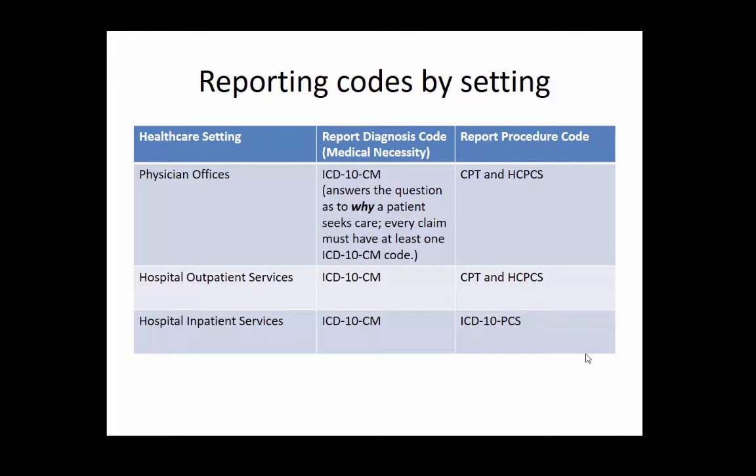ICD-10-CM, as you can see, is used to report diagnoses in any setting: physician office, hospital outpatient, hospital inpatient, and that would include ambulatory surgery. ICD-10 is the code set that is the diagnosis that explains why a patient is seeking care. So every procedure code has to have a diagnosis code that provides medical necessity for the procedure. So a claim for a CPT code must have at least one ICD-10-CM code with it. And then the outpatient and inpatient breaks out the way you see it here. It's really important that you know this.